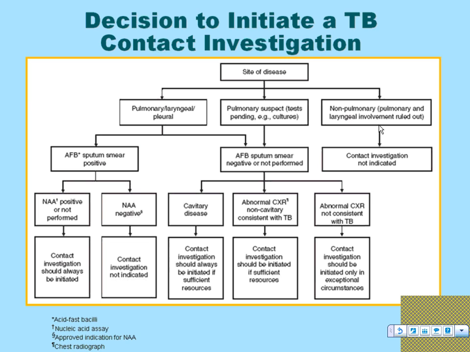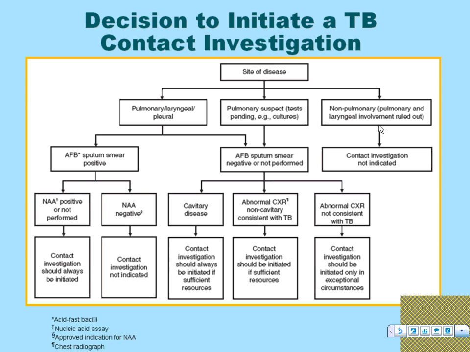The next slide basically explains in an algorithmic manner the way decisions to initiate contact investigations are arrived at. It starts with defining which site TB disease is involving. And so if the site of disease involves the lung, the larynx, or the pleura, then most likely a contact investigation will be indicated. If the site of involvement of TB disease is non-pulmonary, generally after ruling out involvement of the lungs or the larynx, then a contact investigation is not necessary.